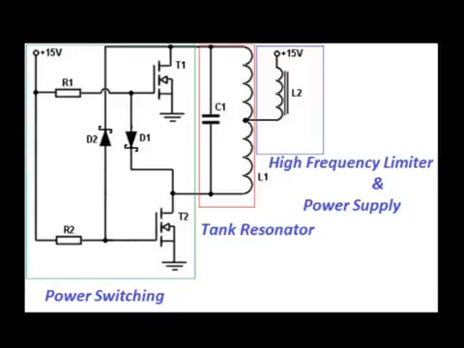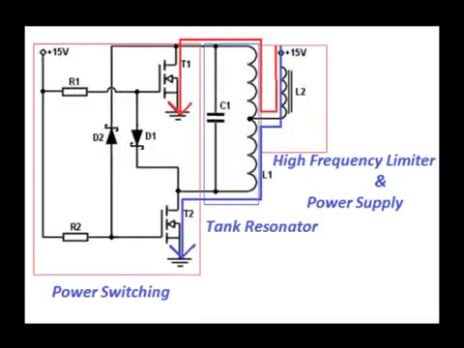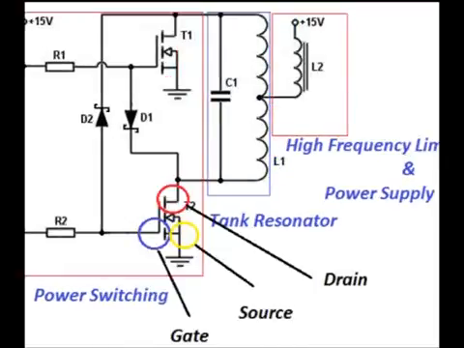The power switching subsystem controls the flow from the power supply to the tank resonator circuit by alternating the path to ground. This is done by activating and deactivating two power MOSFET switches. The activation of the MOSFET requires a potential across the transistor's gate. This creates a conduction path between its drain and source.